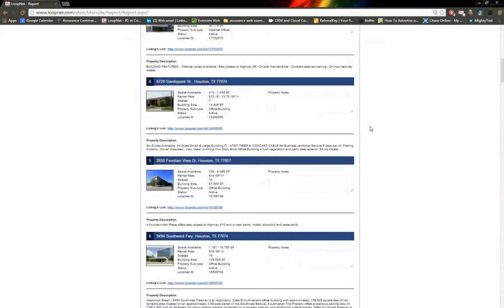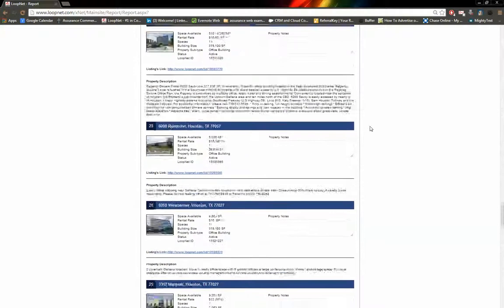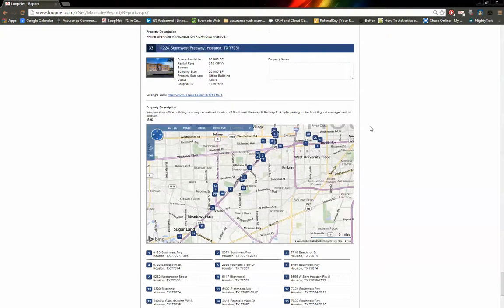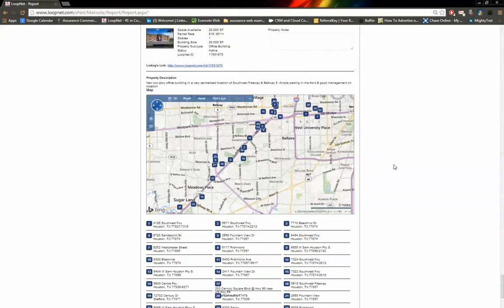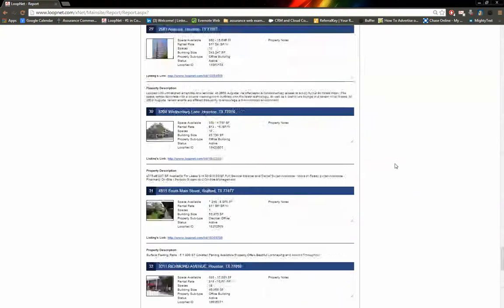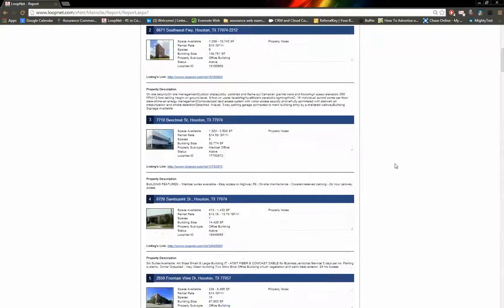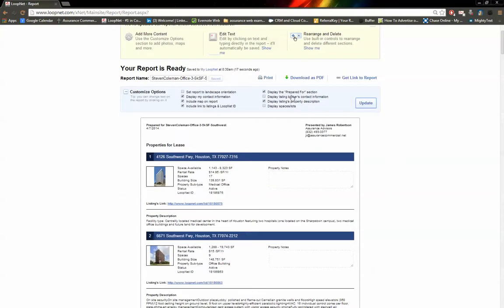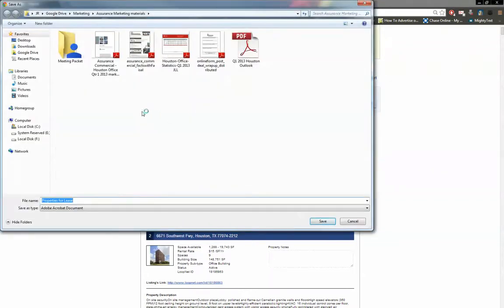Okay, so here is the finished product of this report. I always scroll down to check to make sure that the map view is showing. So this is a very good look, and we're just going to download it. So you hit download as PDF, you click on that, and that's going to allow you to save it.